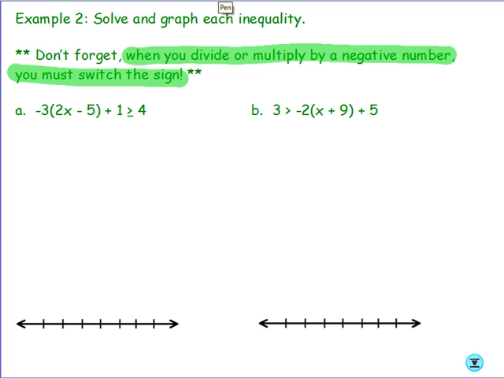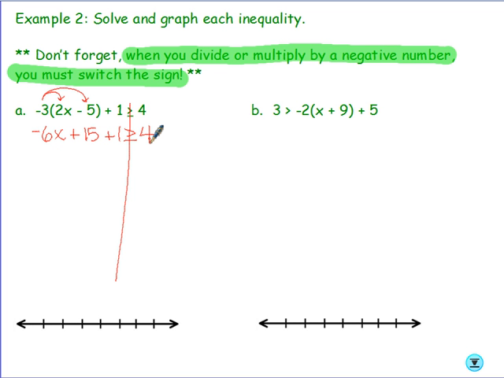Just like last class, put your line down the middle. And we start with distributing. I'm going to distribute the negative 3. Negative 3 times 2x is negative 6x. Negative 3 times negative 5, a negative times a negative is a positive 15. Bring down the plus 1 because we haven't used it yet. Bring down your symbol and bring down your 4.